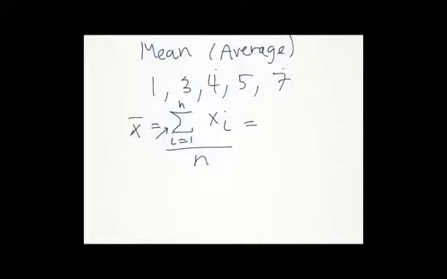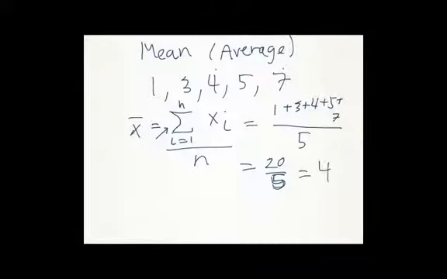So here in this example, x_1 is 1, x_2 is 3, plus 4, plus 5, plus 7. And it looks like we have 5 numbers total. So 1 plus 3 is 4, plus 4 is 8, plus 5 is 13, plus 7 is 20. So this is 20 divided by 5, which is 4. So the mean of this data set is 4.